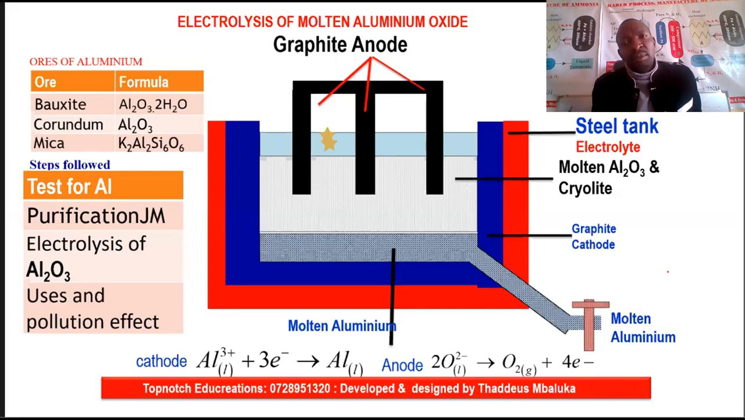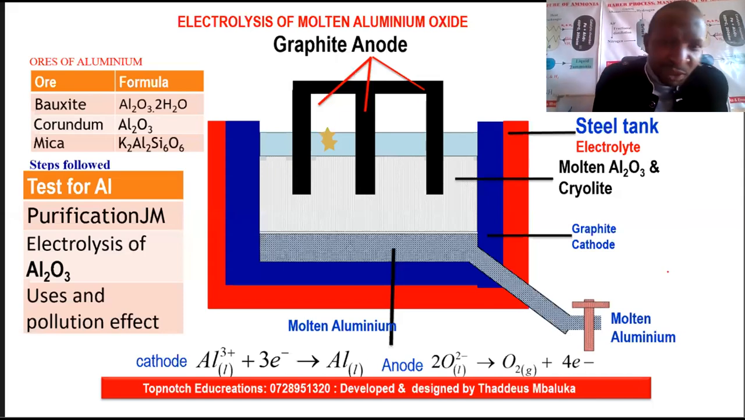It lowers the melting point of aluminium oxide. Yeah, the melting point of aluminium oxide is above 2000. So we normally add cryolite to lower the melting point to around 800. Why is it not advisable to carry out electrolysis at a temperature of 2000? Because it's going to be very what? Somebody can remember? It's going to be very expensive to maintain such a high temperature. Yes, very important for us.